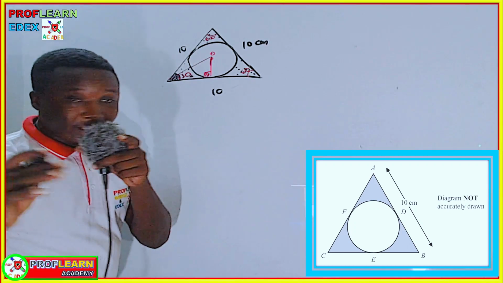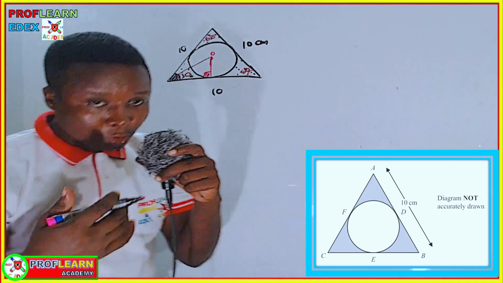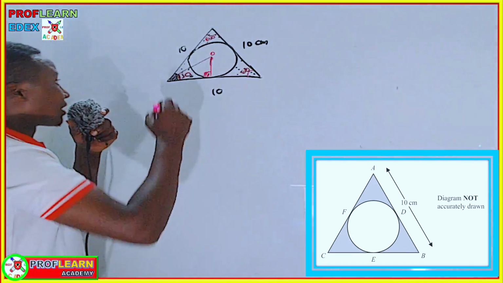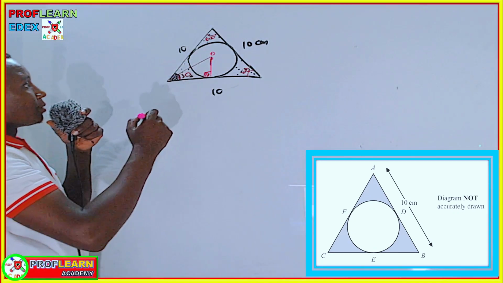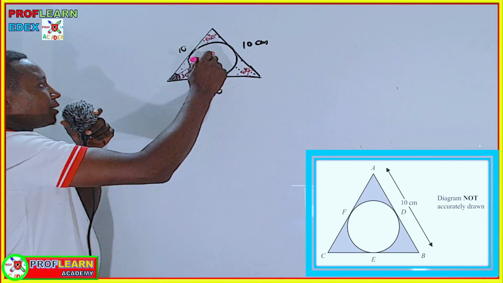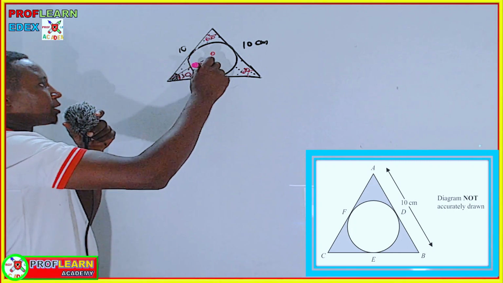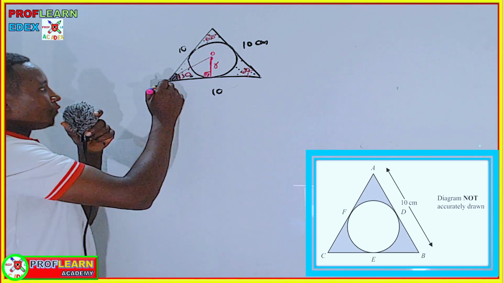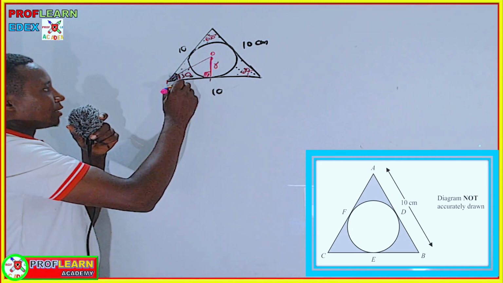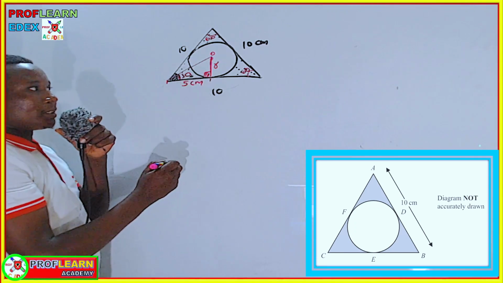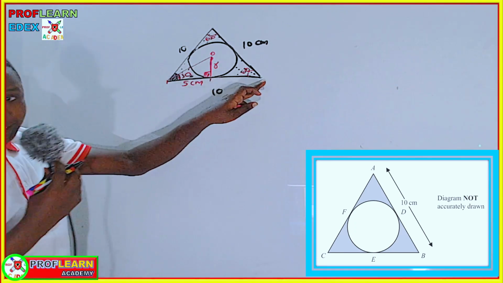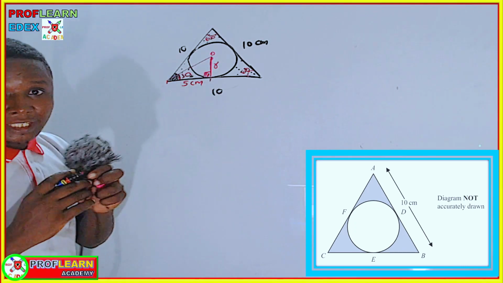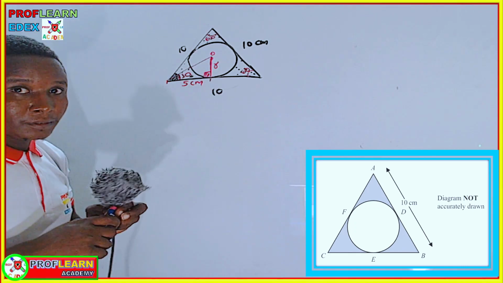So by doing this, we are going to work out and find the radius of this circle. Because the radius of the circle is going to be this particular part here. We know from this end to this end is going to be 5 centimeters, because the entire length is 10, so half of 10 is 5.